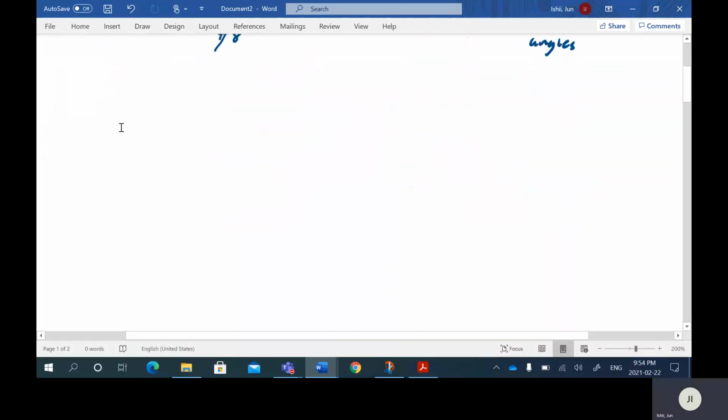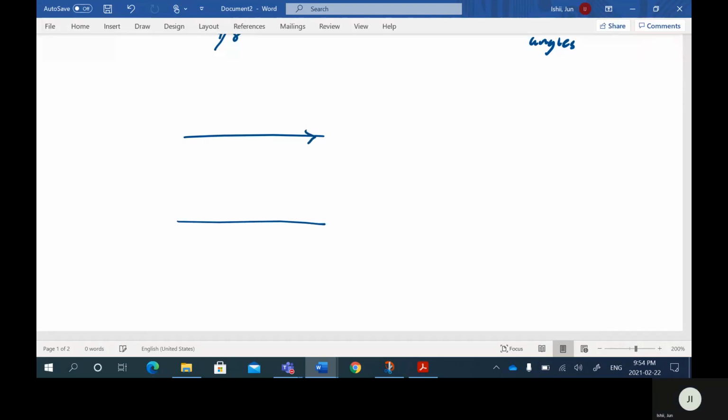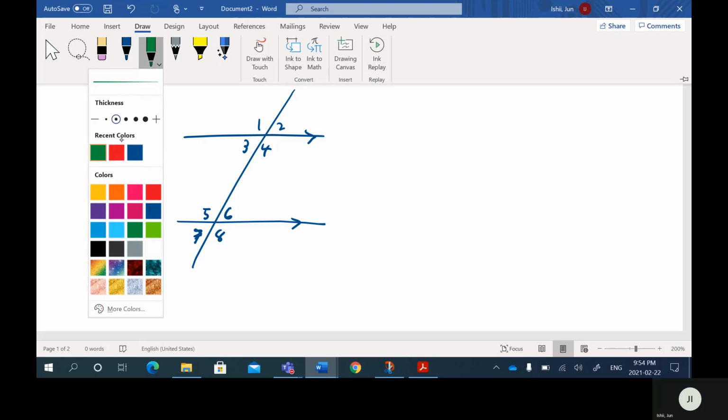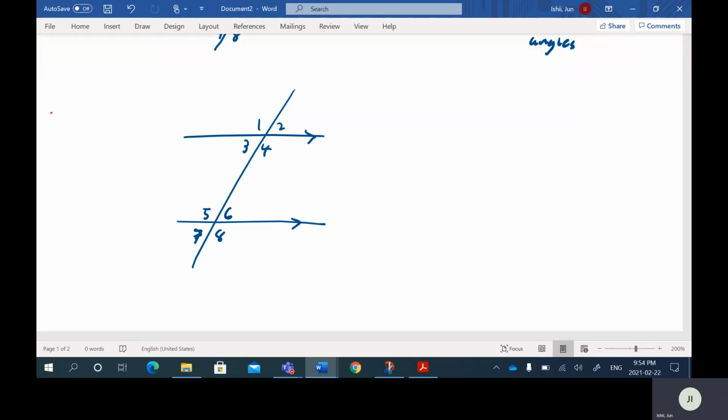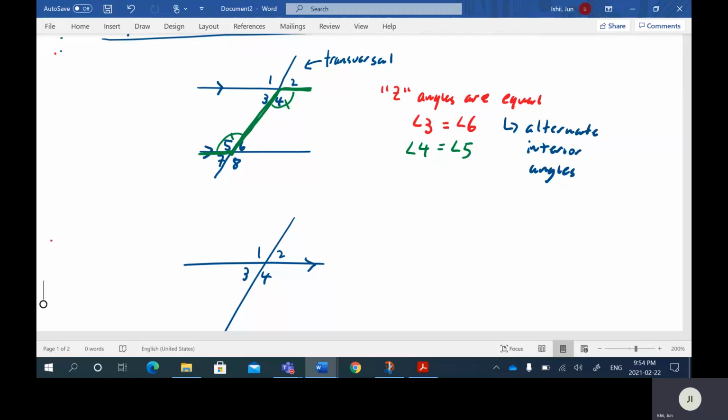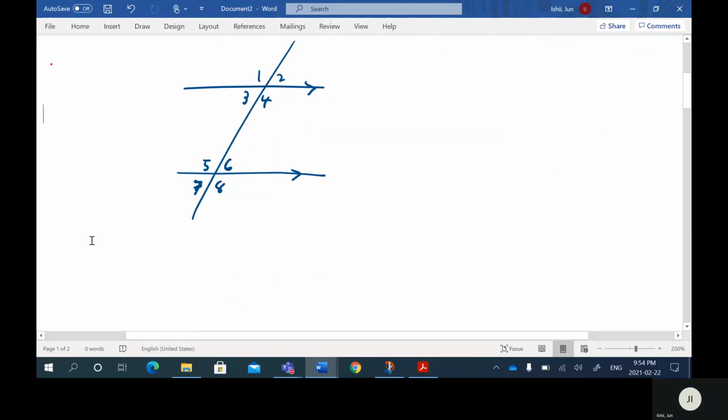All right, the next set. I'm just going to draw the parallel lines again, and the transversal. We just want to number these off again: 1, 2, 3, 4, 5, 6, 7, 8. There are some other angles that are going to be equal. The next one I want to show is angle 4 here, and angle 8.